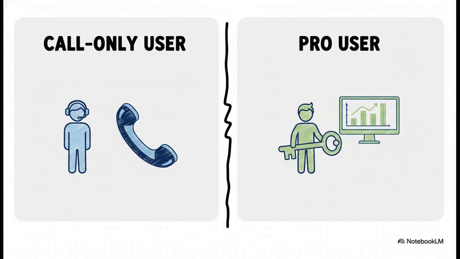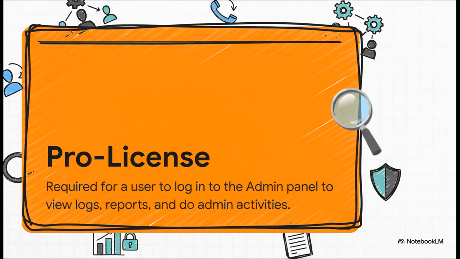Okay, so the first big choice you have to make is between a call-only user and a pro user. It's pretty simple, actually. Just ask yourself, does this person only need to pick up the phone and receive calls? If the answer is yes, then call only is your go-to. But, and this is the important part, if they need to log into the MyOperator dashboard to look at call logs, check out reports, or change any settings, they have to be a pro user. No question about it.